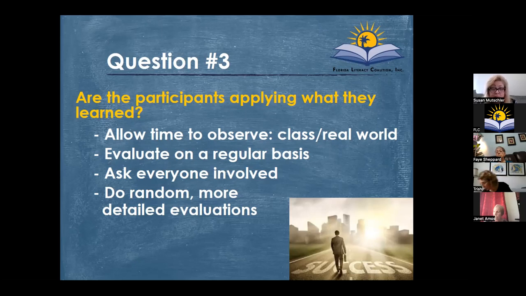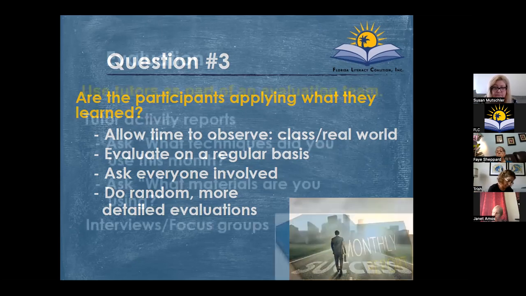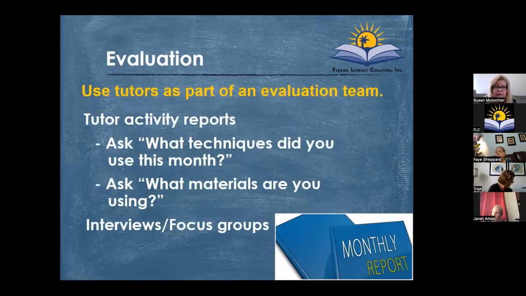So are the participants applying what they learned? We're not going to really know that until they're working with the learner. I like to use tutors as part of the evaluation team, looking at their activity reports. I don't know if your program is asking for monthly reports on what they're working on with the learner, what goals have been met, what techniques were used, what materials are being used.